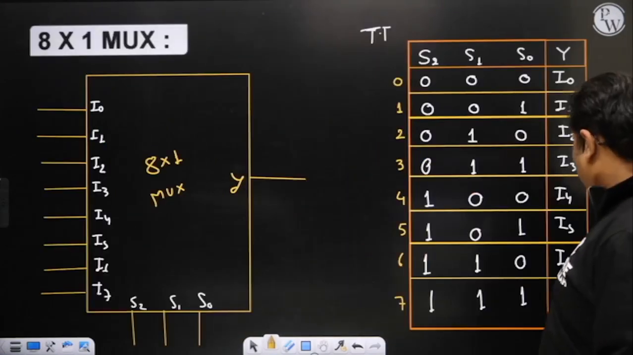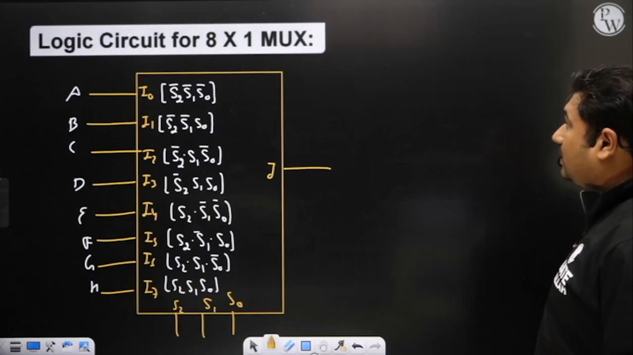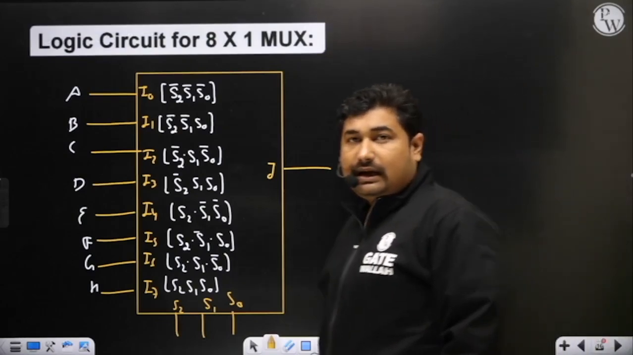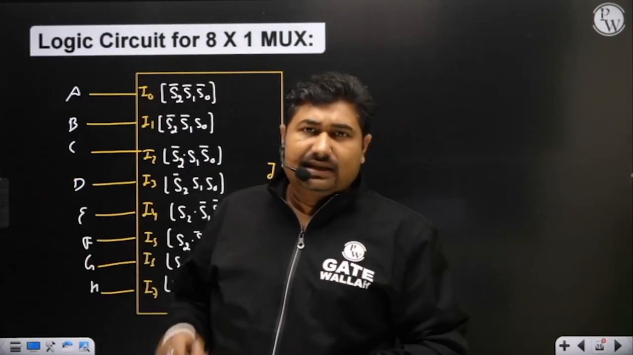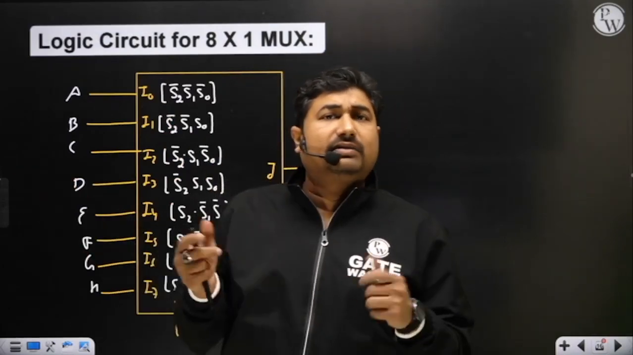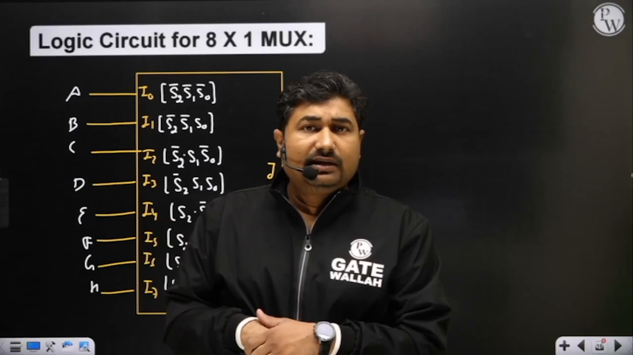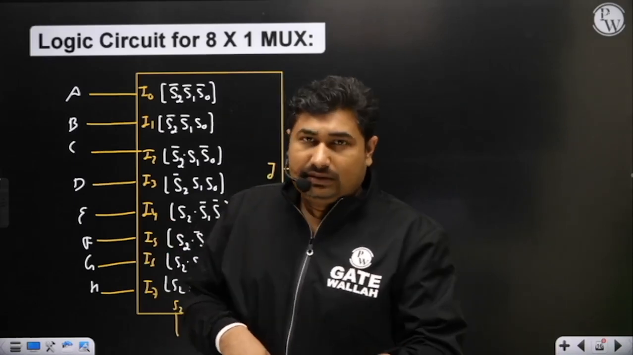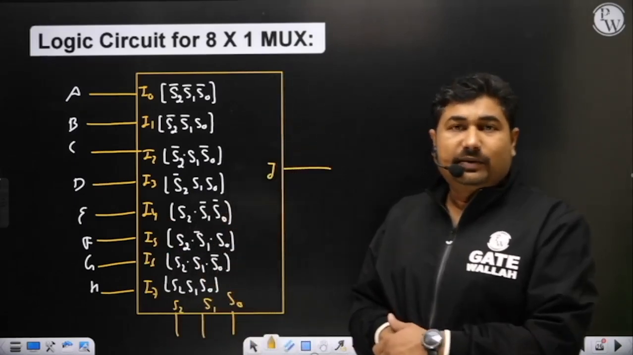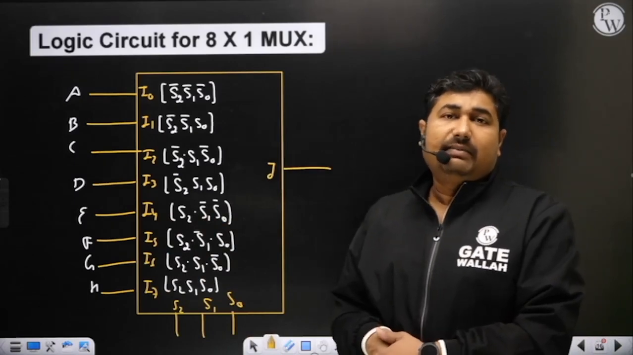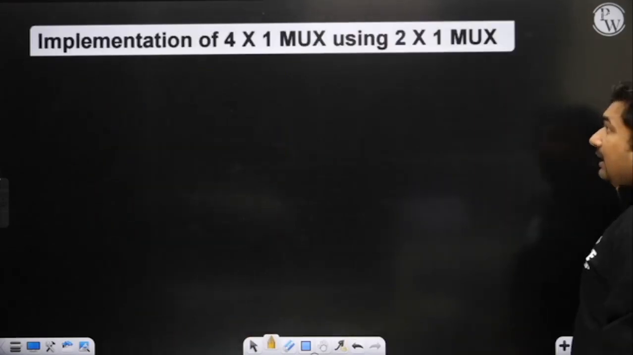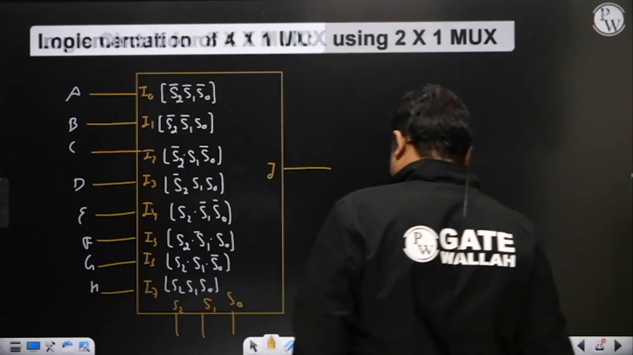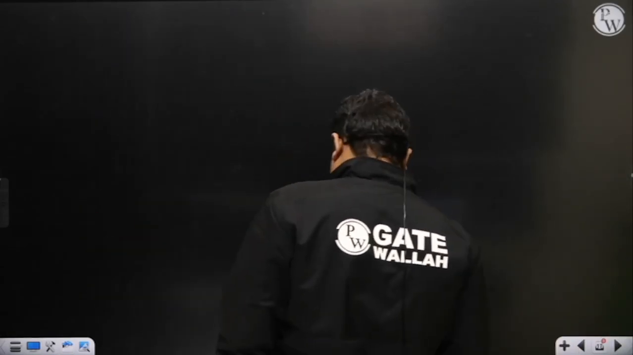But let us suppose I need to implement 8 cross 1, and I have available 2 cross 1 size. So can I implement 8 cross 1 by using 2 cross 1? Yes, sir. How? Now I am going to show you how to implement a higher order multiplexer by using a lower order. Okay. Now please observe here. Implementation of higher order multiplexer by using lower order multiplexer.